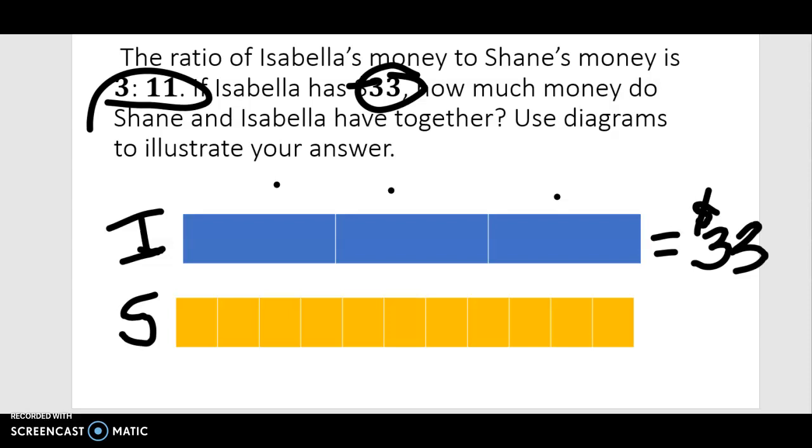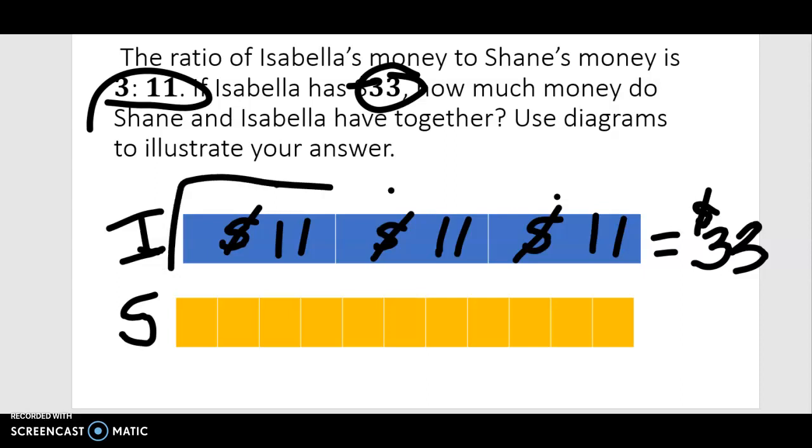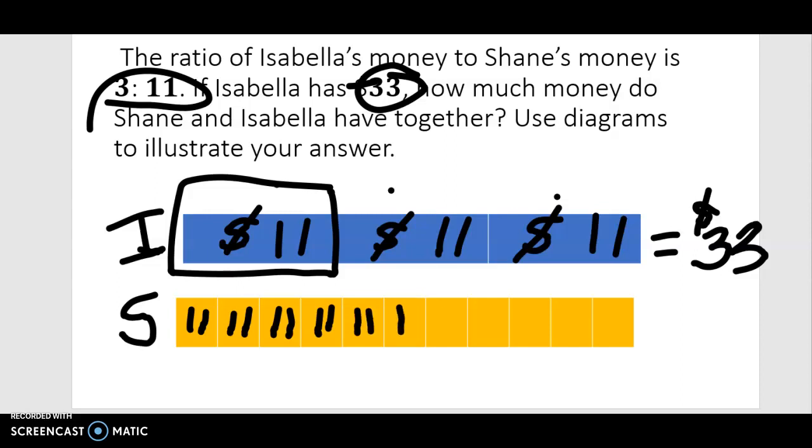Well, what you should be able to figure out is that each box will have how much? $11, because 11 plus 11 plus 11 is 33. That means that our unit rate, what it is for one box only, is what? It's 11. So Shane, although he has more money or a higher ratio than Isabella, it's still only $11 for each unit rate. So that means for all 11 of these boxes, he will also have $11.